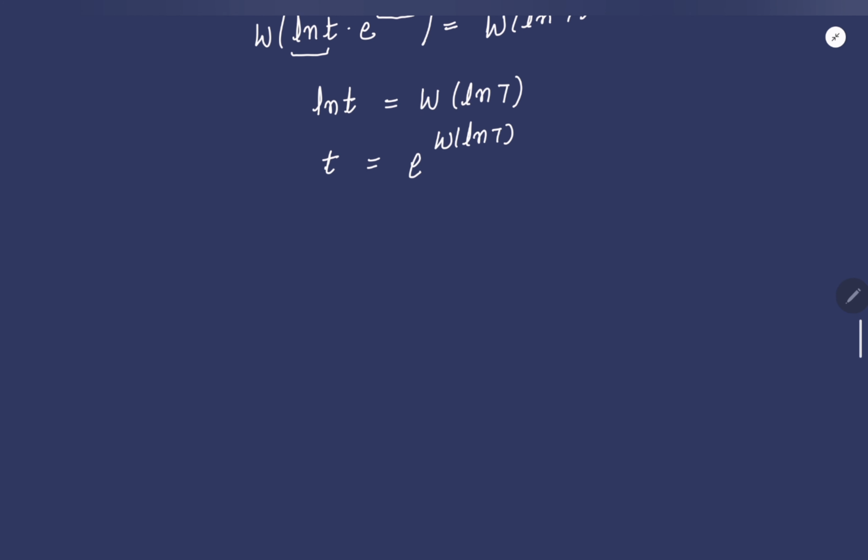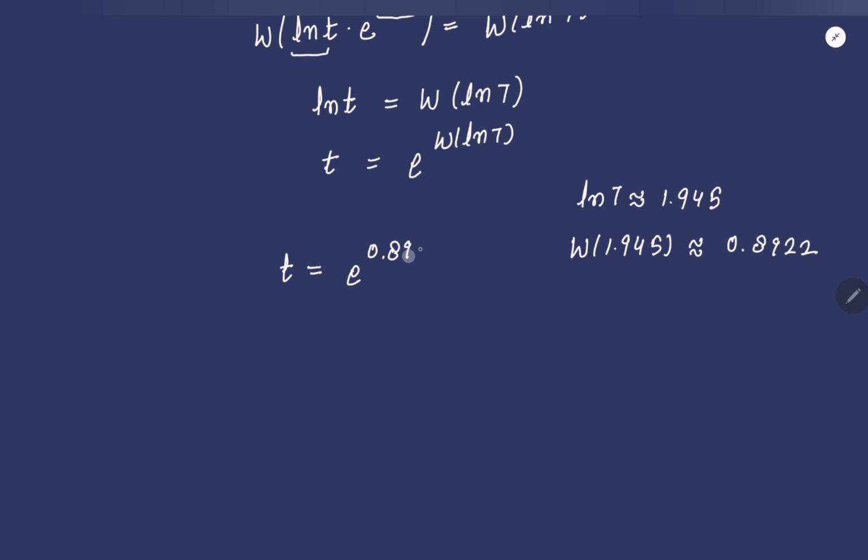So actually t is equal to this, but what is ln 7? You know what ln 7 is? ln 7 is approximately equal to 1.945. You can see this in log tables, and W of 1.945 is actually equal to what? 0.8922, right? So you can use a scientific calculator as well. t is equal to e raised to power 0.8922, and this would be approximately equal to 2.441.